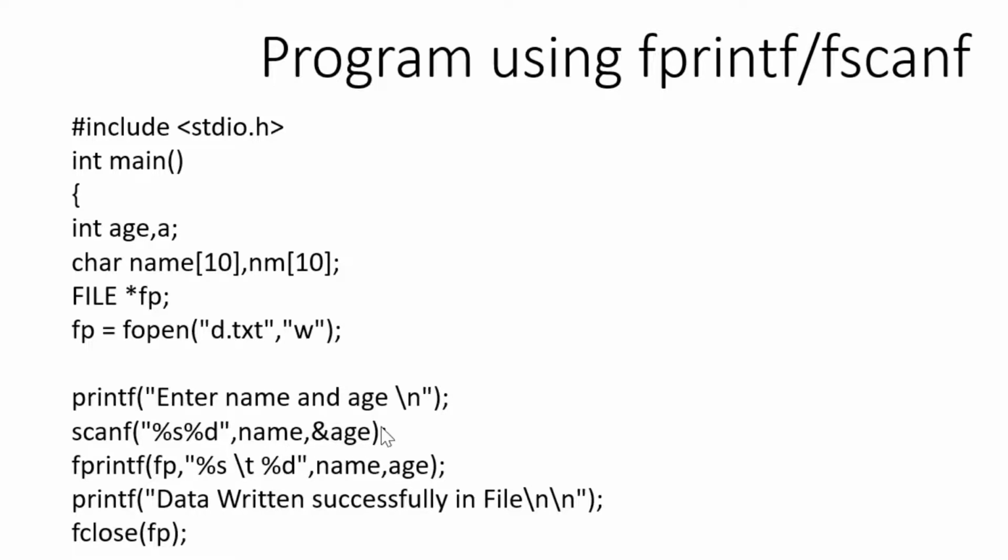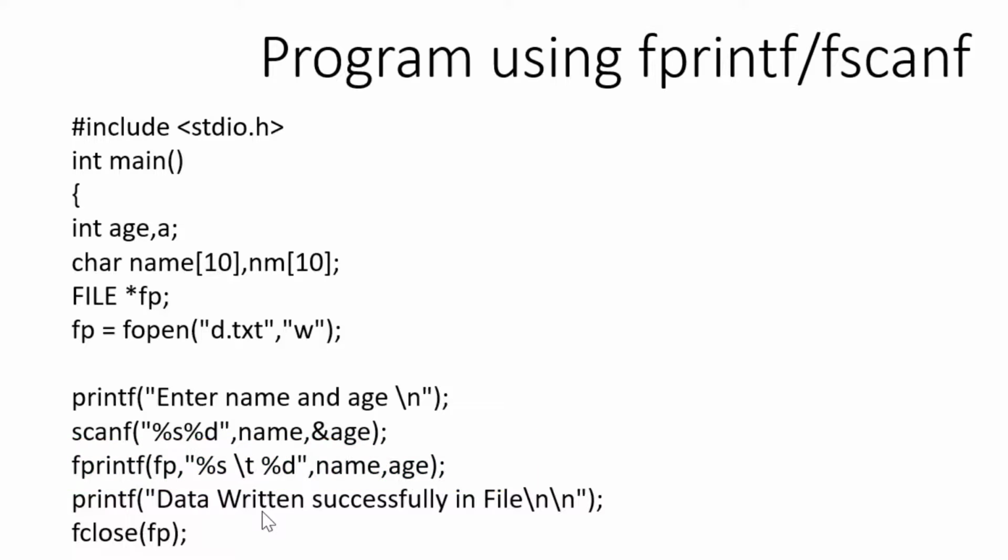Now I want to write this name and age inside the file. For that I'll use the fprintf function. Pass three arguments here. The first is the file pointer, the second is the control string. The format of storing data inside the file should be %s, meaning the name should be written, \t meaning there should be a space between the two, and then %d, and then comma name comma age, the variable list. Name is for %s and age is for %d. In this way you can write the data inside the file in a specific format.